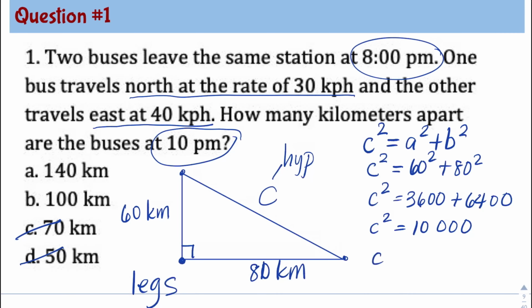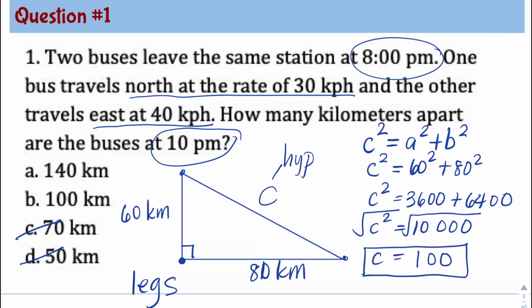To solve for C, don't forget to get the square root of both sides. And we have here 4 zeros. So when you get the square root of 1, that's 1. You have 4 zeros, you get half the number of zeros. So that means it will be 100. Because 100 times 100 will give you 10,000. So the answer is letter B, 100 kilometers.